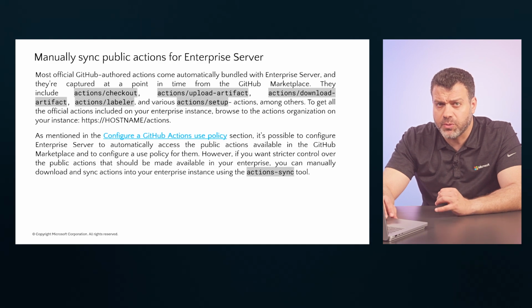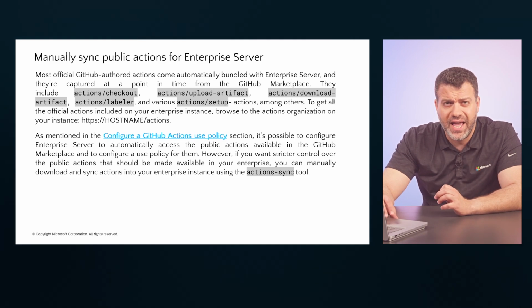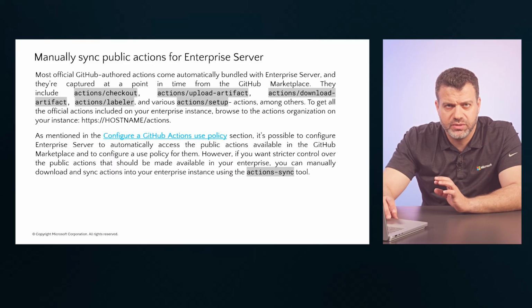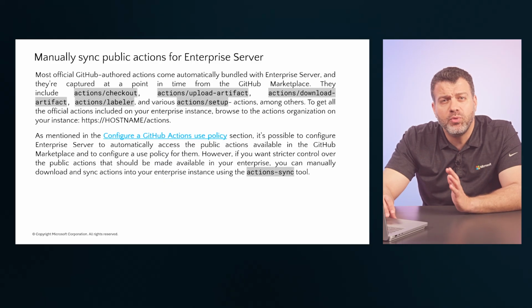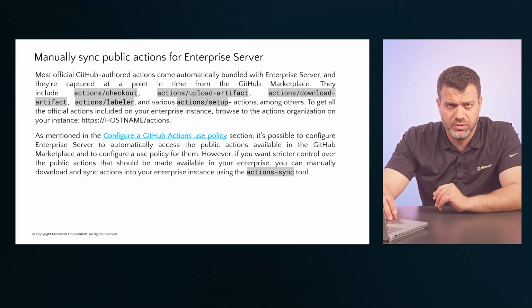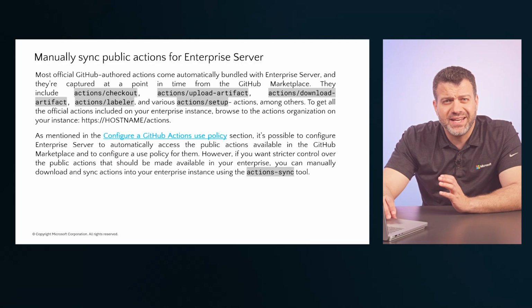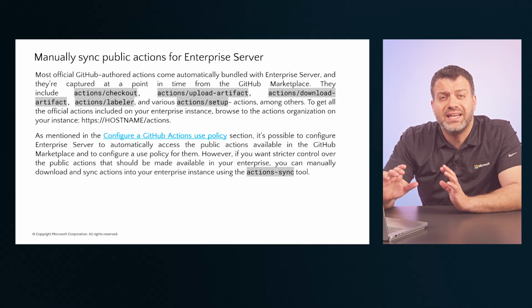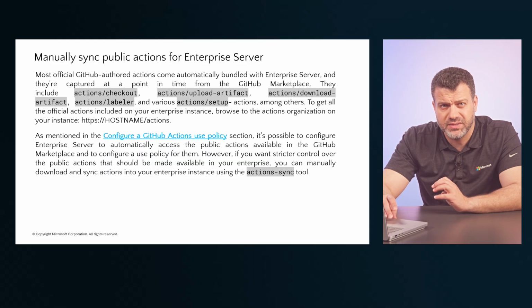If you're running GitHub Enterprise Server, you don't automatically get access to everything in the marketplace. By default, you get a snapshot of approved actions, but you can choose how much access to allow. You have 2 options: allow marketplace access or manually sync only approved actions. And this really matters in highly regulated environments, air-gapped systems, and enterprises that need full control over dependencies.